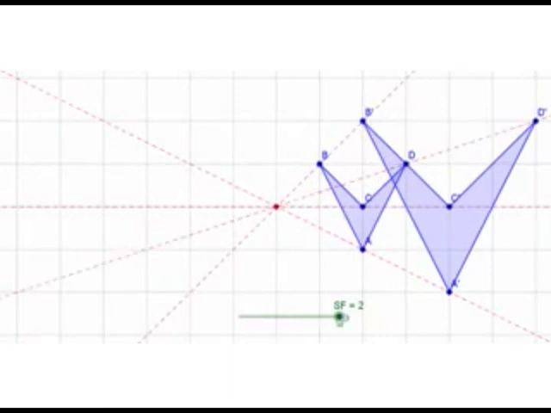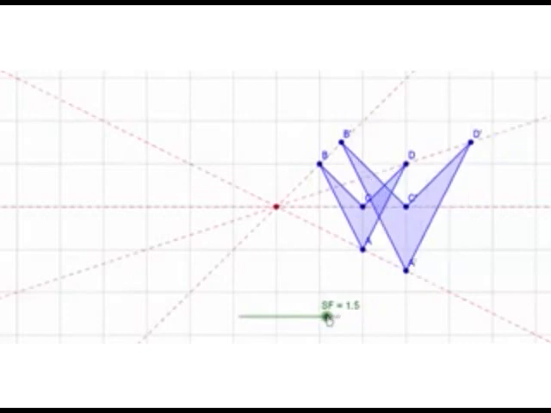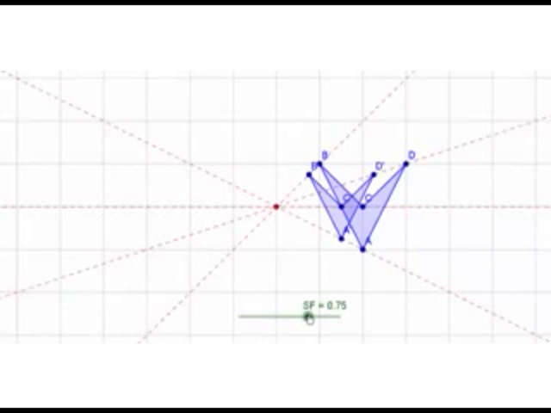We go down to 1 3/4. The shape is reducing in size. 1.5, 1.25, and a scale factor of 1. So it's the same size and the same position. 3/4, a half, a quarter, and 0. There's no figure at all.